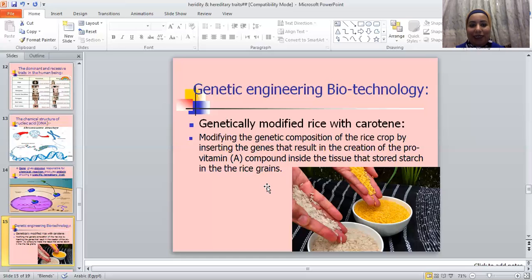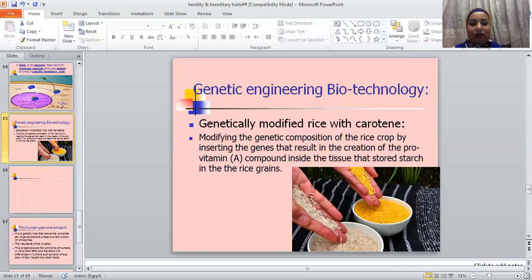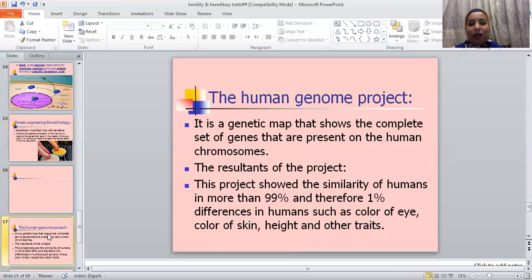Okay, is it easy? Another application will be the Human Genome Project. What's the meaning of the Human Genome Project? It's a genetic map, like maps in social studies. It's a map that shows the complete set of genes that are present on the human chromosomes. We studied that the chemical structure of chromosomes consists of genes, contains DNA and protein. So the Human Genome Project is a map of all of the genes inside our bodies.